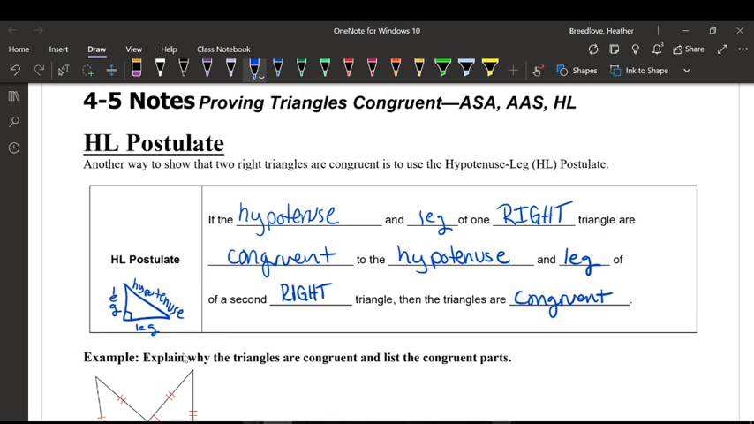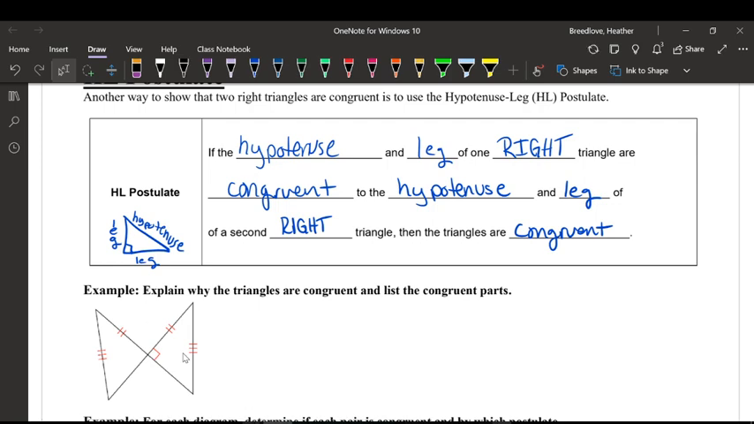And as long as you have one leg marked and the hypotenuse marked and 90 degrees marked, then you know that you can use the HL postulate, the hypotenuse leg postulate. So let's explain why the triangles are congruent. Again, let's see what we have to start. First, if you're going to use HL, you're only going to use it with right triangles. So first make sure that this is right, with the 90-degree mark. And it's a vertical angle, so I know that the other one is also 90 degrees.